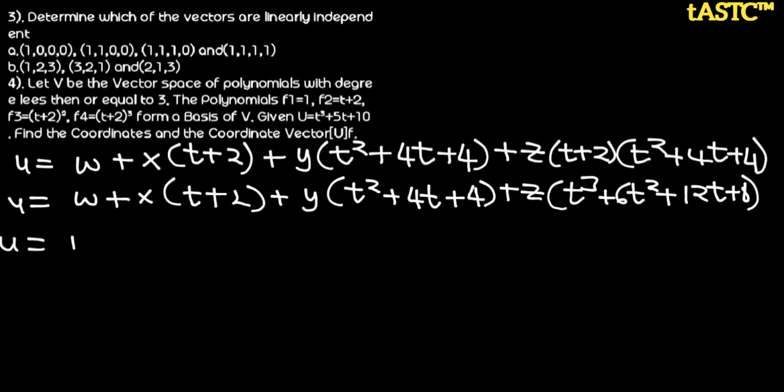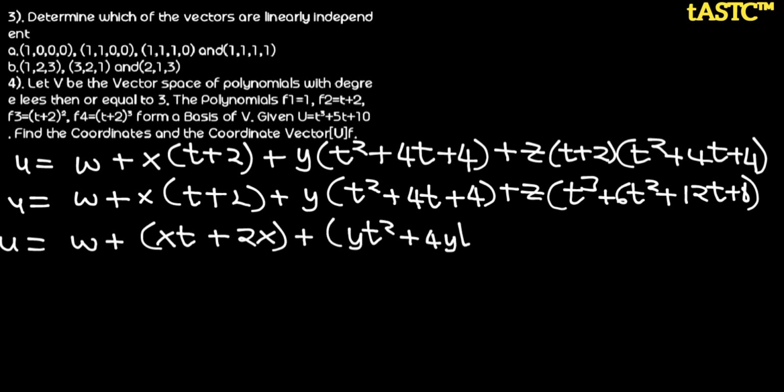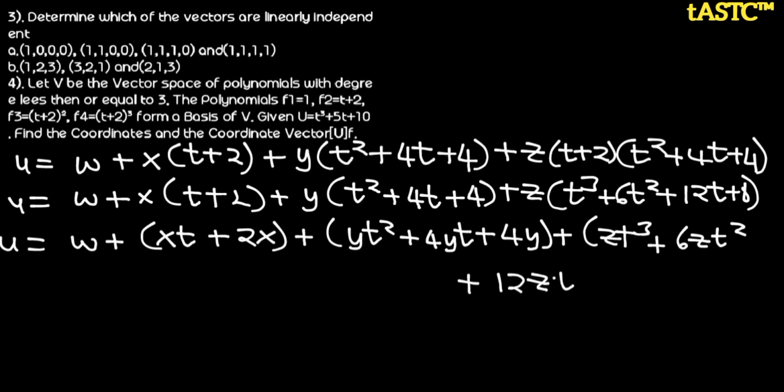So u is going to be equal to w plus xt plus 2x. And here we're going to have yt squared plus 4yt, and here we're going to have a 4y. And here we have a zt cubed, and we have a 6zt squared, and that will be plus 12zt, and plus 8z. So that is what you have.